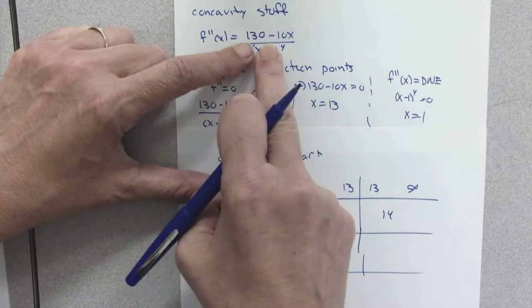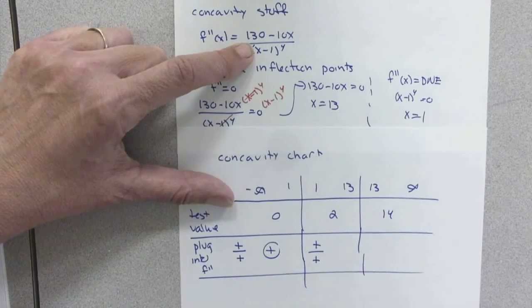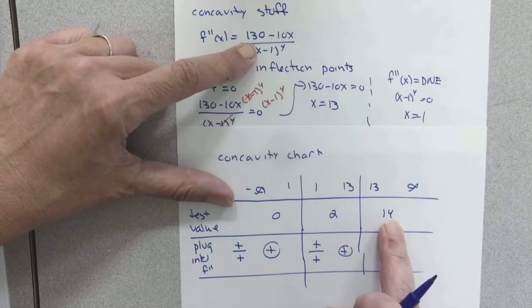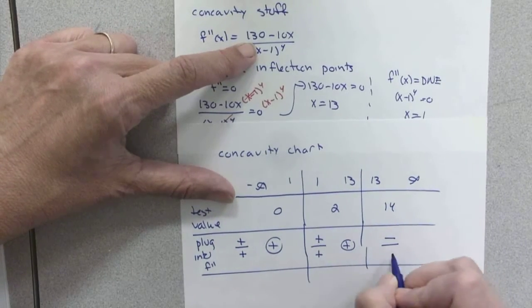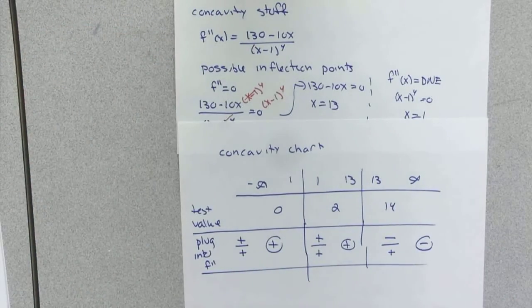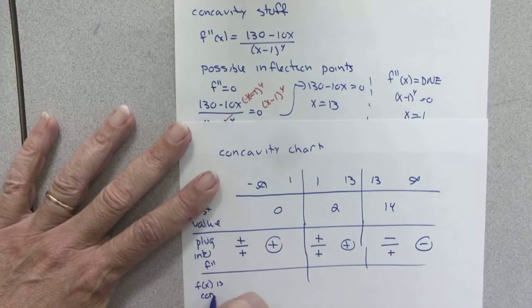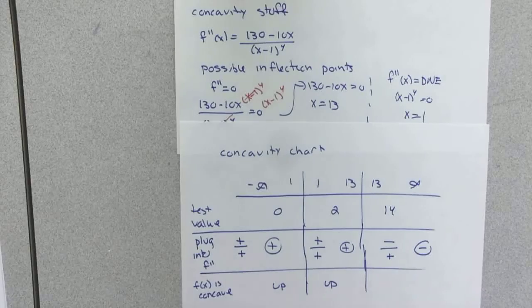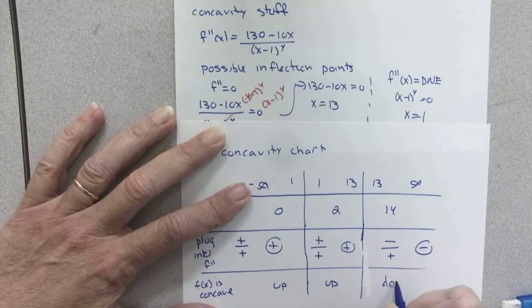Plug in 2. Well, that's going to be 130 minus 20 on the top. That's positive. The denominator is always positive. So I have a positive over positive for positive. And lastly, plug in 14. If I plug 14 into the numerator, that's going to be 130 minus 140. That's going to be negative. The denominator is always positive. So a negative over a positive is negative, which then tells me that f of x is concave up, up, and down.